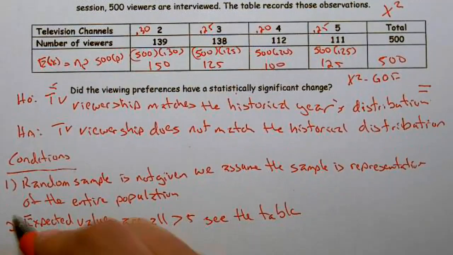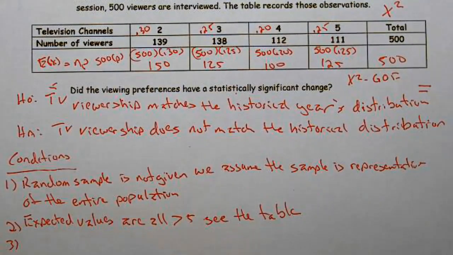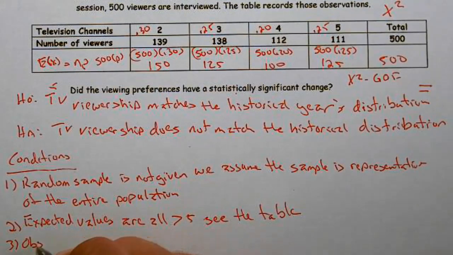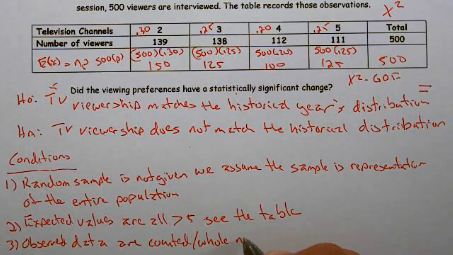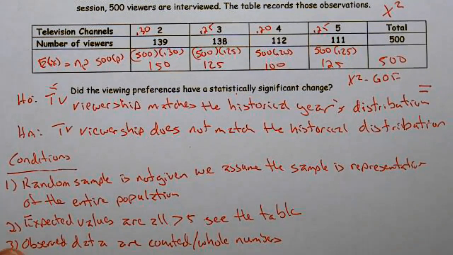The third thing is our observed data must be whole numbers. Observed data are counted, whole numbers. And they are. All right, so we've done that.